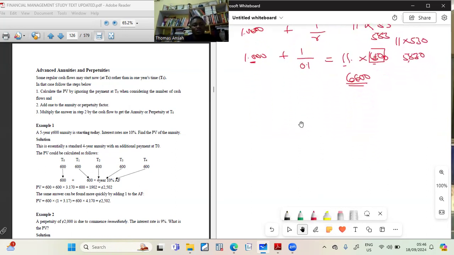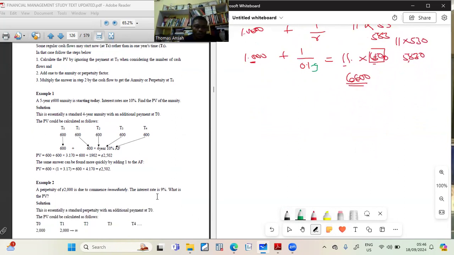Okay, so you've learned how to do advanced annuity and advanced perpetuity. Of course, if the perpetuity were to be with growth, then minus G. Don't forget that. All right, so the same thing. So knowing that, we are told that a perpetuity of 2000 is due to commence immediately. So it is in perpetuity, but it is commencing immediately, which means year zero. So that means that our first 2000 will be in year zero, then the remaining to infinity.